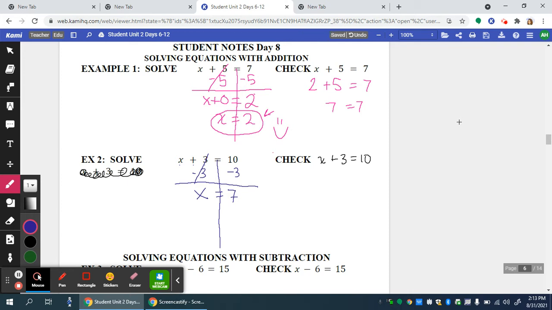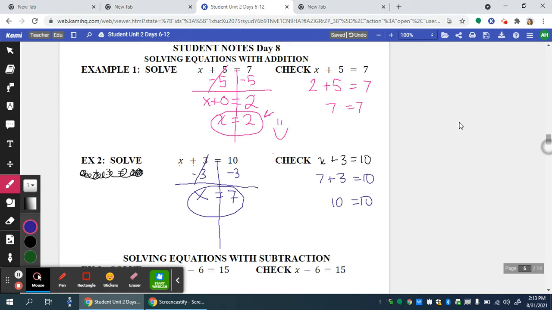Now, before I know that this is my answer, I need to double check. So I have 7 plus 3, and that should equal 10. 7 plus 3 is, in fact, 10. So our equation is correct, and we have x equals 7. So that's solving equations when they have an addition.